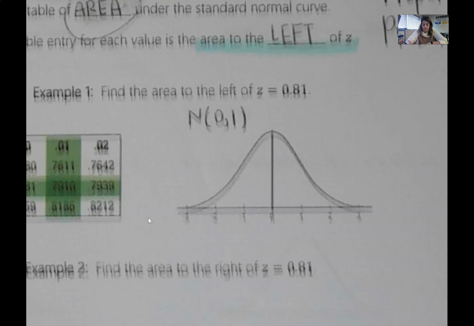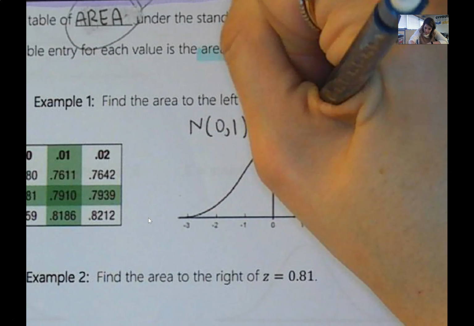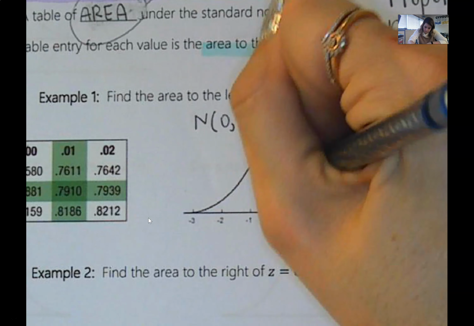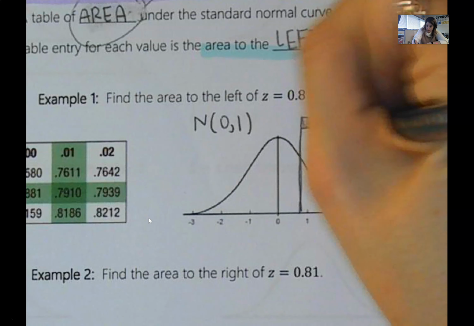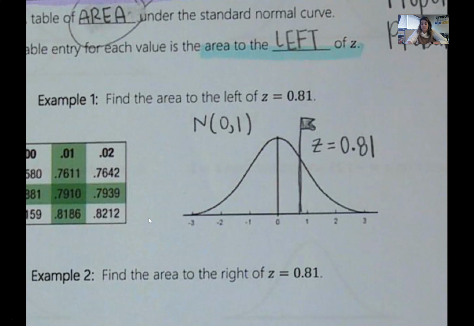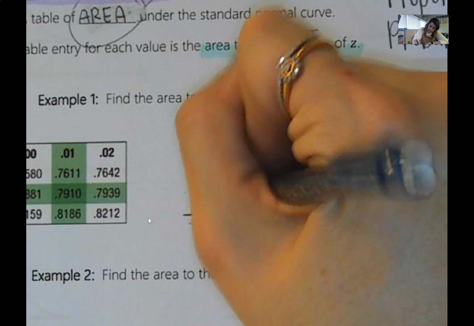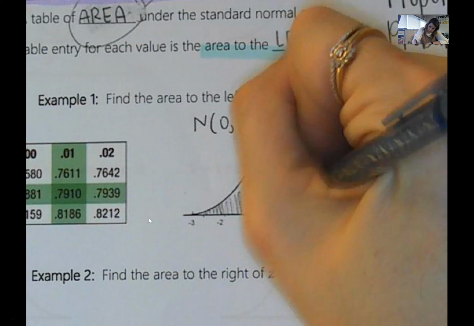Now we're going to plant a flag. Your flag can look like whatever you want it to. Mine's not very straight, oh well. And we are going to label this z equals, not negative, 0.81. Then we're supposed to shade in the area that we're finding. So they want to know the area to the left of this z value.